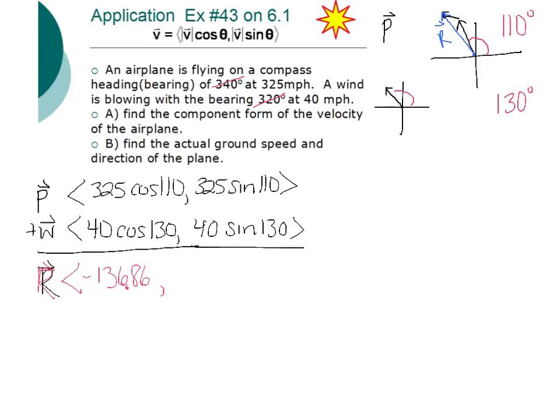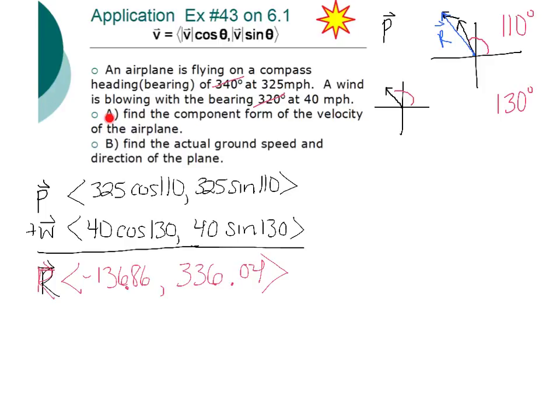Now let's try it with adding the vertical components. 325 times the sine of 110, and then I'm going to add to that 40 times the sine of 130. This time my vertical component is a positive value, which makes sense because it is up. 336.04. And that represents this resultant vector in component form.